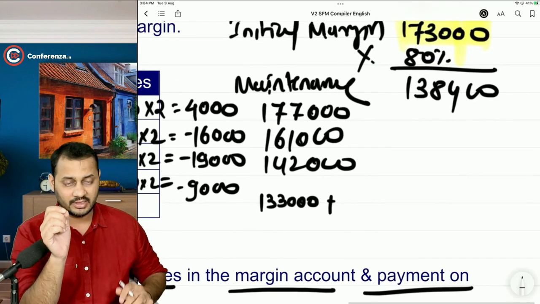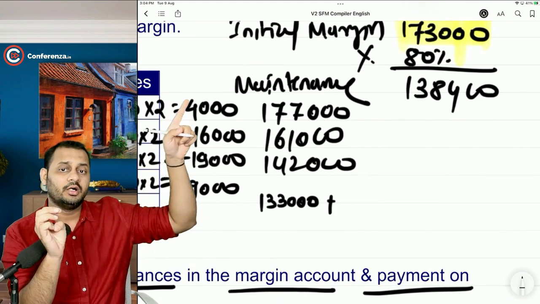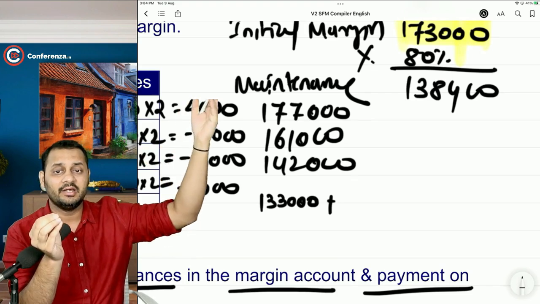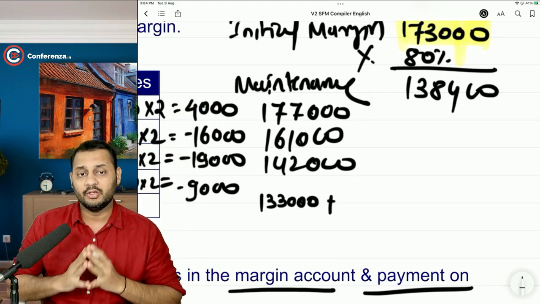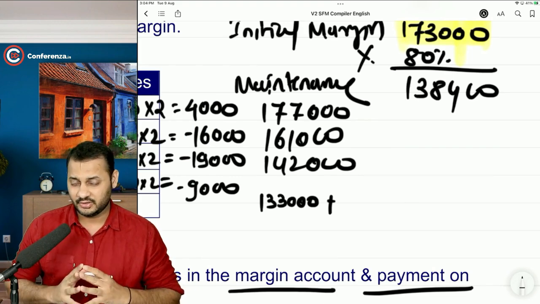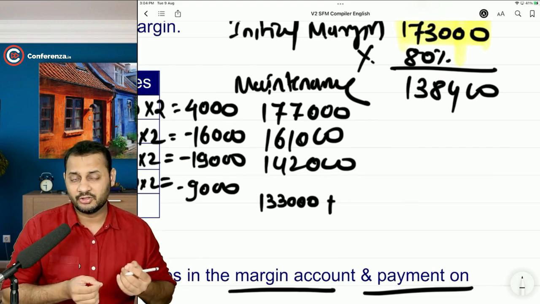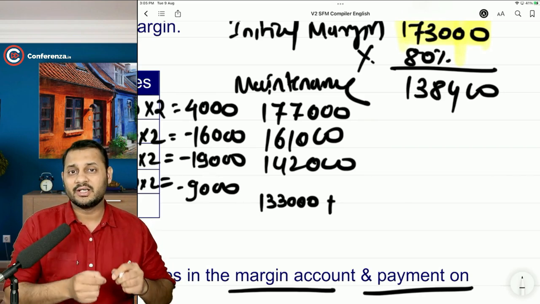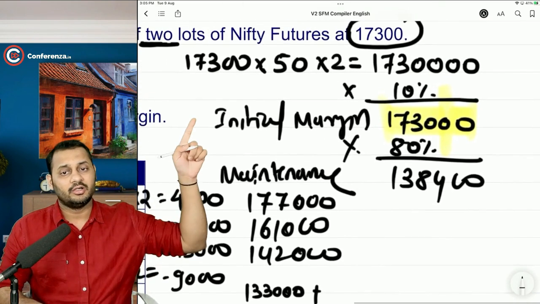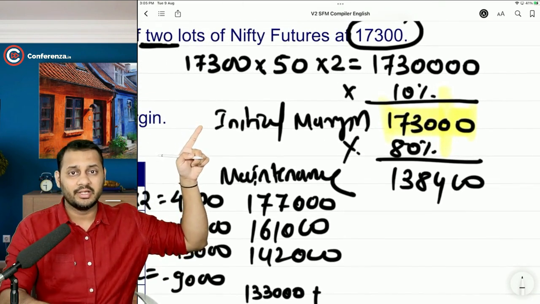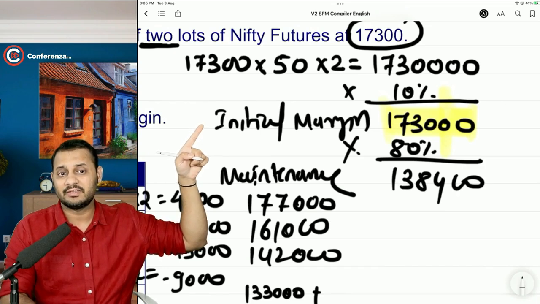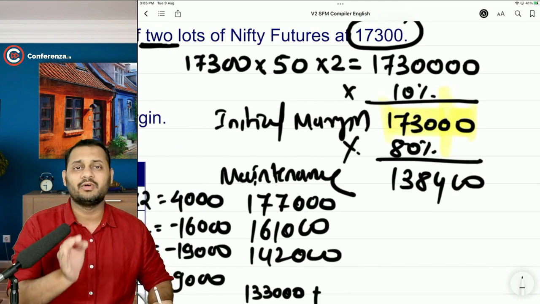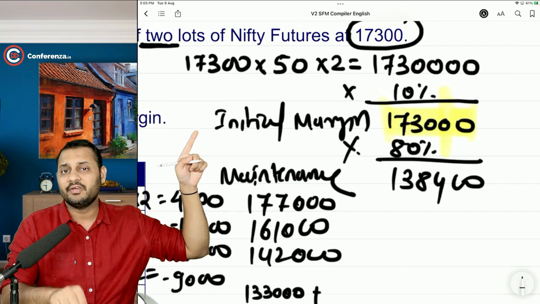Now this has come down to 1,33,000, which is lesser than the maintenance margin. So you have gone below the maintenance margin level. What is going to happen? You will get a margin call so that you deposit more money in such a manner that the total balance of your margin account gets to the beginning balance, which was 1,73,000. So you have to deposit so much of the amount so that your margin account gets back to 1,73,000, which was the level of initial margin.